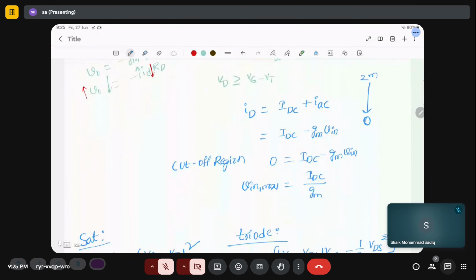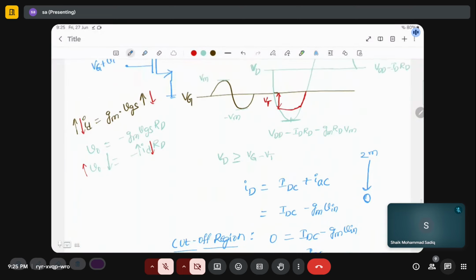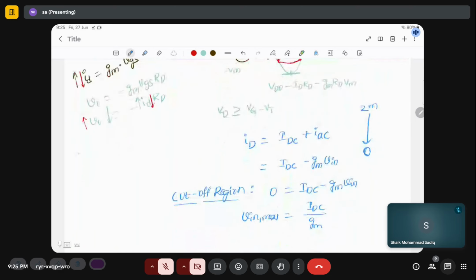So we have another condition, which is VDD minus ID RD minus gm RD times vin equals zero. Actually VD equals VG plus vi minus VT. One minute, I will explain these things.